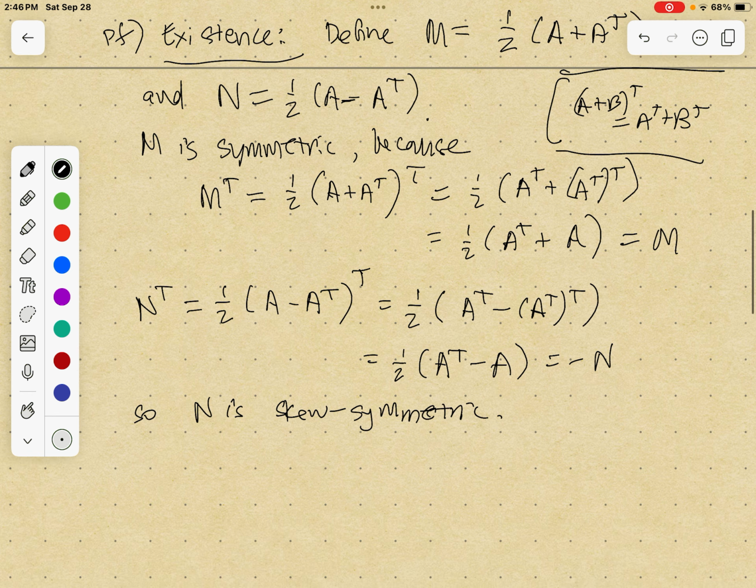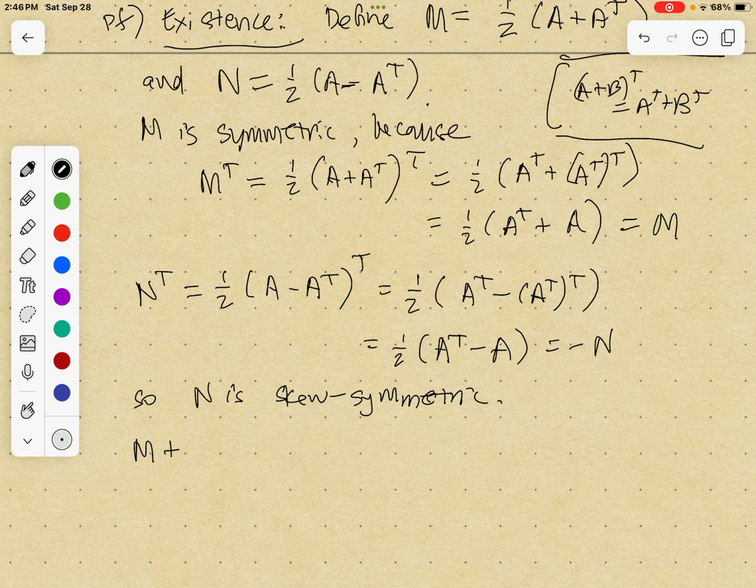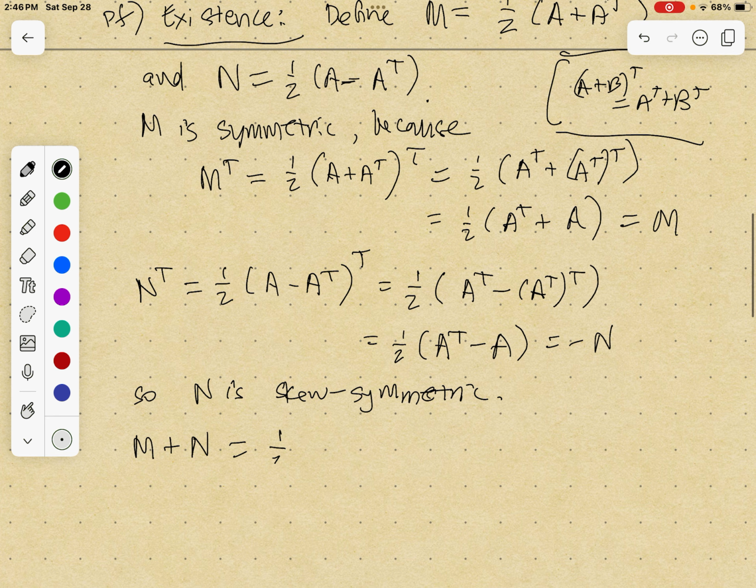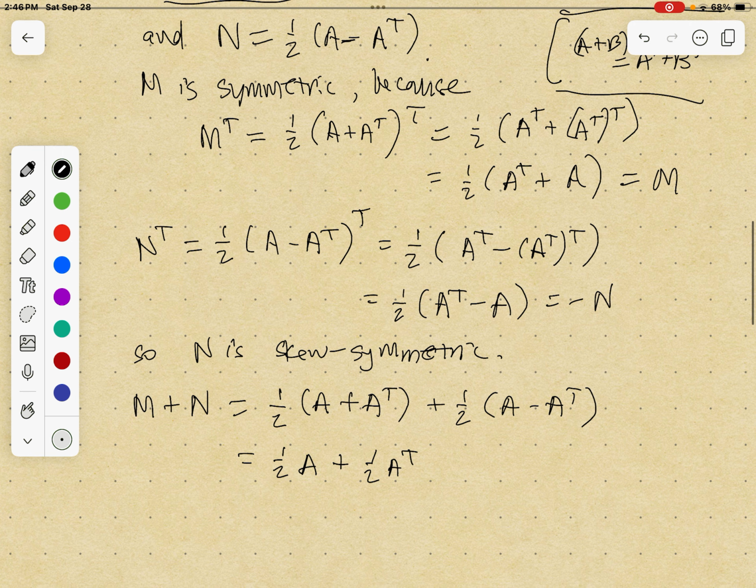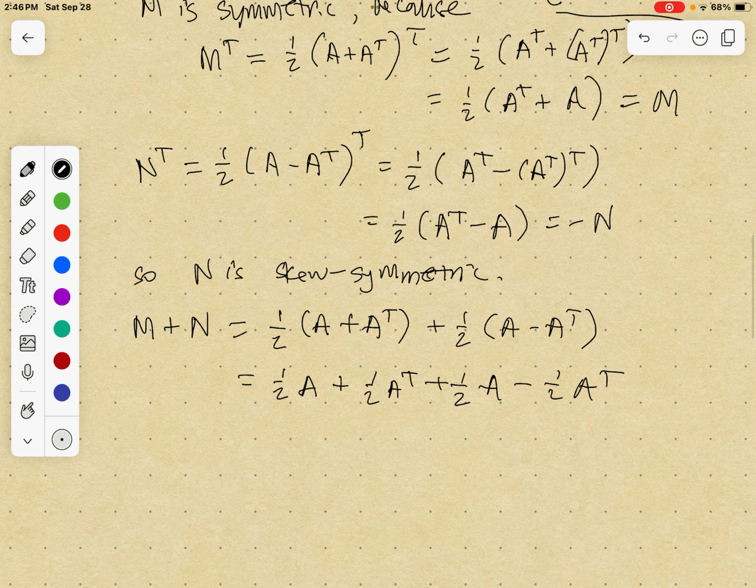And we can see that A is in fact equal to M plus N, because M is 1/2 A plus A transpose, N is 1/2 A minus A transpose. This is equal to 1/2 A plus 1/2 A transpose plus 1/2 A minus 1/2 A transpose. The 1/2 A transpose cancels. You get 1/2 A plus 1/2 A is A. Therefore, we've written A as a sum of a symmetric matrix and a skew-symmetric matrix, and that proves the existence part of the proof.